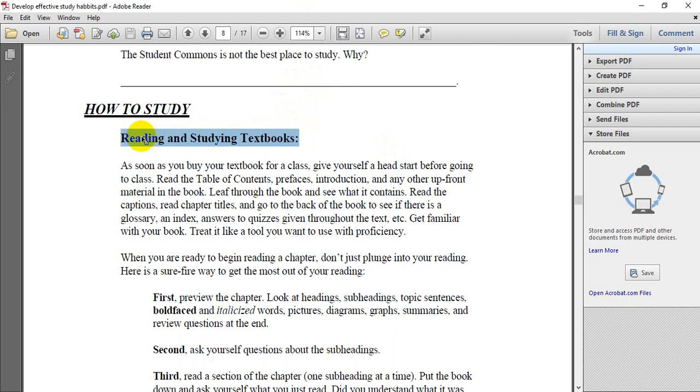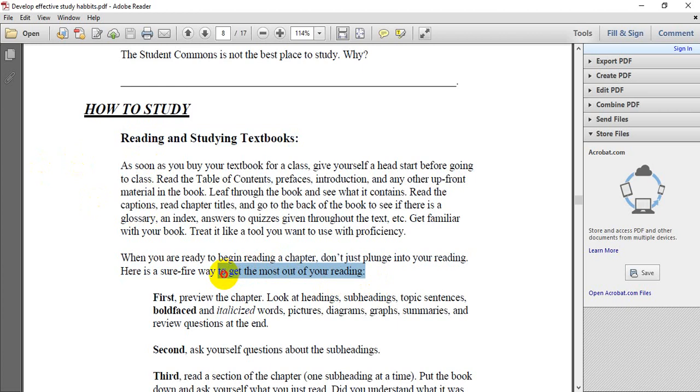As soon as you buy your textbook for a class, it's very necessary to read the table of contents, preface, introduction, and any other upfront material in the book. Leaf through the book and see what it contains. Read the captions, read the chapter titles, and go to the back of the book to see if there is a glossary and index, answers to quizzes given through the text, etc. before you go to class. Get familiar with your book. Treat it like a tool you want to use with proficiency.